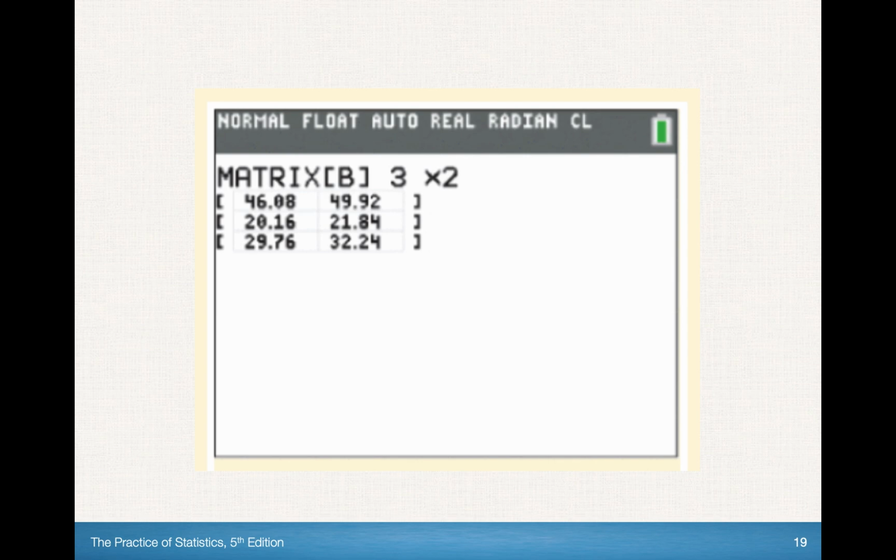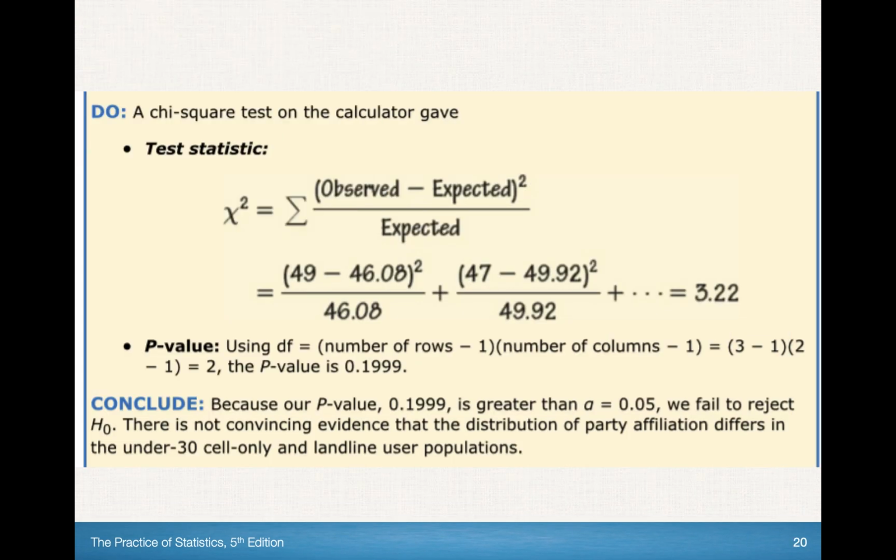Now we can go ahead and do the test again, because in our do section, we need our chi-squared statistic, our p-value, and our degrees of freedom. Our degrees of freedom here is 2, because it's 2 minus 1 times 3 minus 1, or 1 times 2, to give you 2. And our p-value is 0.1999, and our chi-squared value is about 3.22.